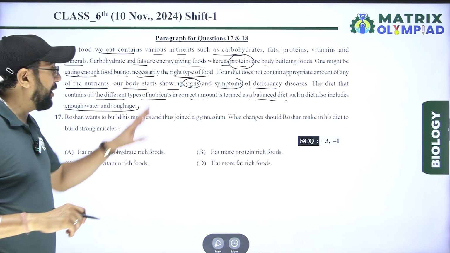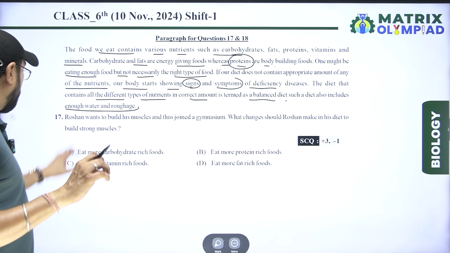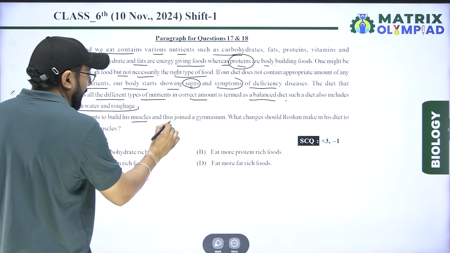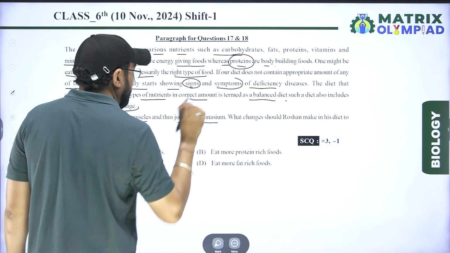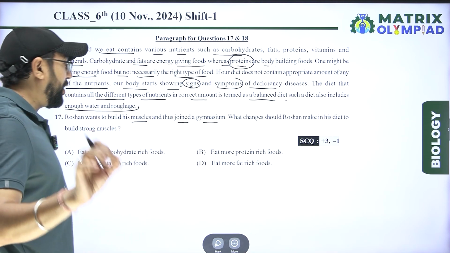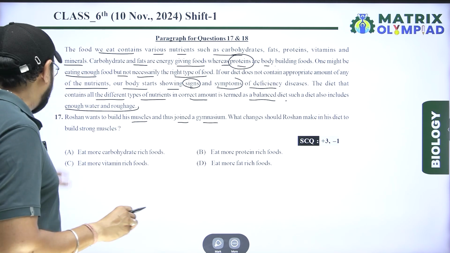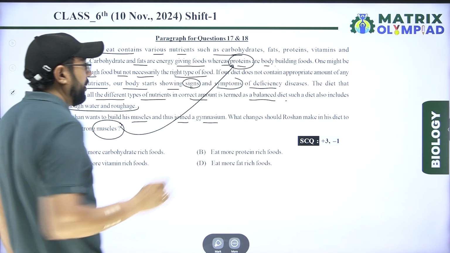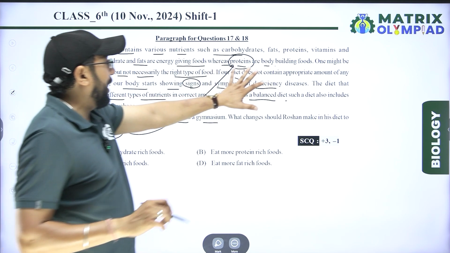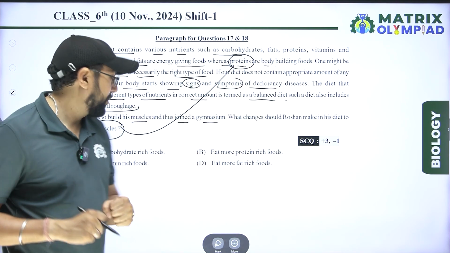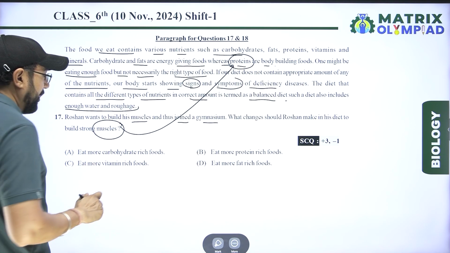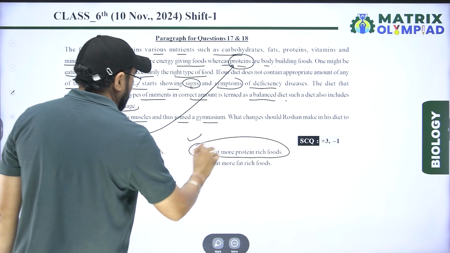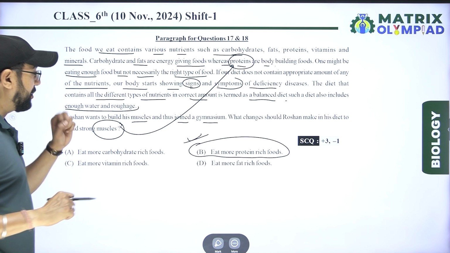A question that relates to that paragraph: Roshan wants to build his muscle and thus joins a gymnasium. What change should Roshan make in his diet to build strong muscle? Muscle is related to protein, because protein helps in body building. Eat more carbohydrate rich? No. Protein rich. That is right. Right answer for this question.